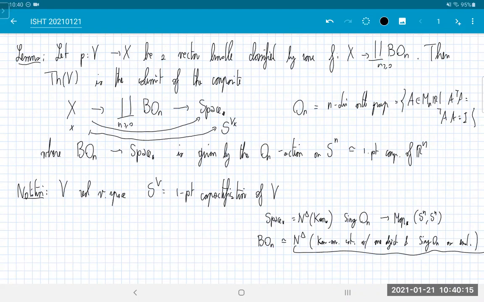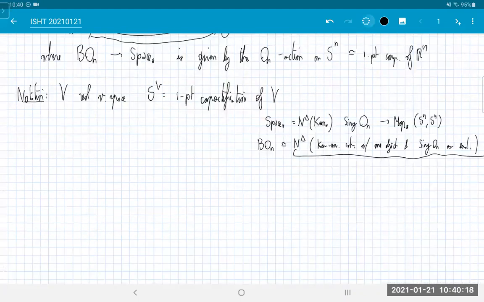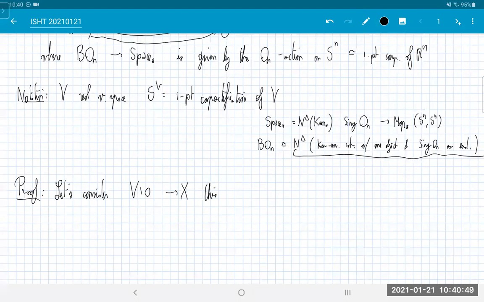Okay, so proof. Are there questions about the statement before I prove it? No. Okay, so as before, let's consider V minus 0 goes to X. This is a fibration. This is a fiber bundle, in particular a fibration.